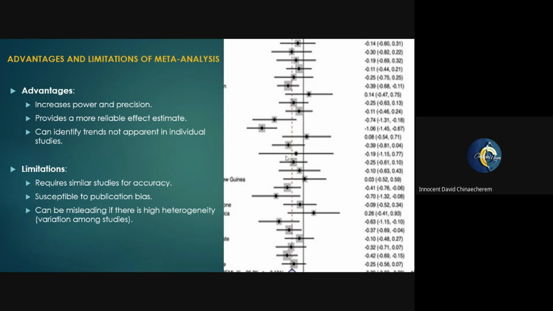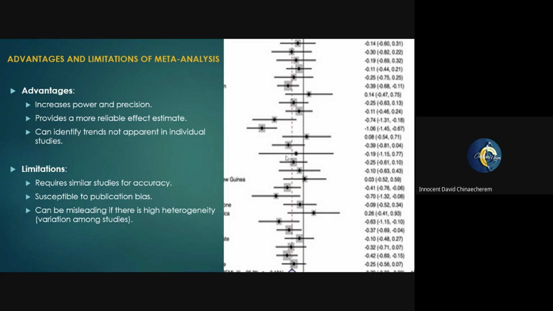And most times, when we are seeing all these limitations, we might decide to opt for another approach, maybe such as narrative synthesis, to summarize the data, unlike using a numerical estimate like a meta-analysis. So these are some of the limitations and some of the potential strengths or advantages that we just highlighted for meta-analysis. Remember that in terms of our advantages, it increases power and precision, and it also provides a more reliable effect estimate, maybe if it's a fixed or random effect, and it can identify trends most times, which are not even apparent in an individual study.